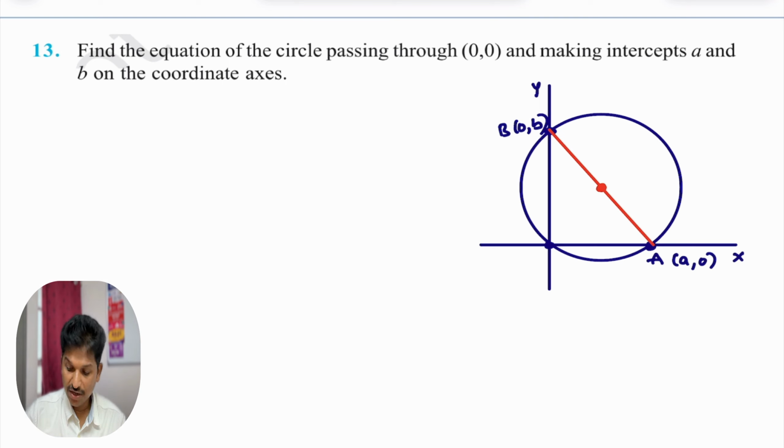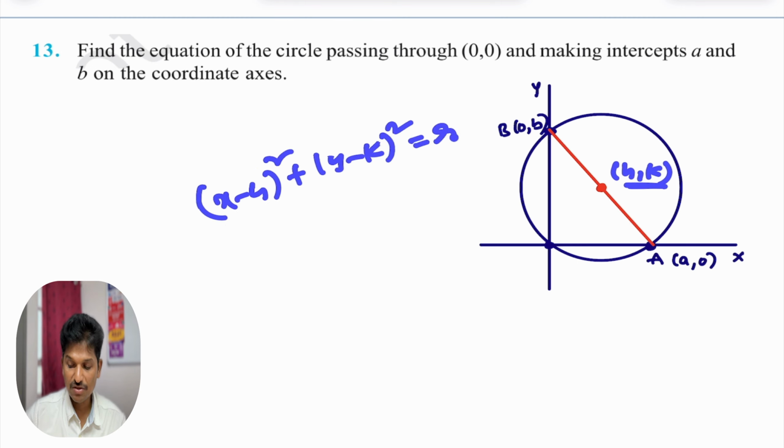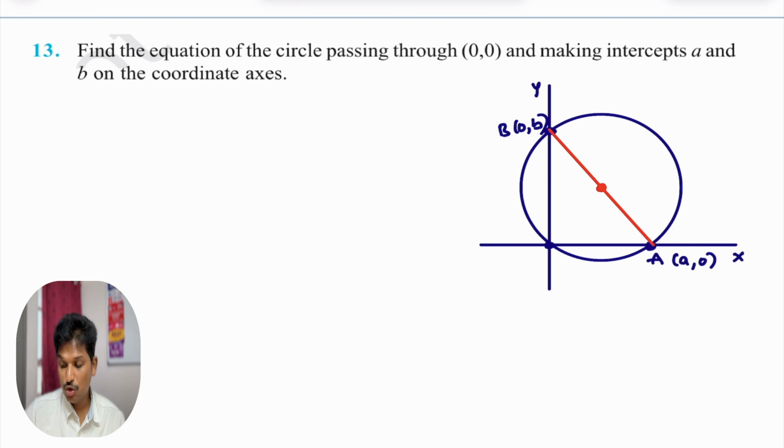Actually, what you want to find is the equation of a circle. If you know the center and radius, you can find the circle equation very easily with the help of this formula: x minus h whole square plus y minus k whole square equals r square. As we know these 2 points and this is the diameter, the center is the midpoint of the ends of the diameter, right? So I'll calculate the midpoint of AB to get the center of this circle.